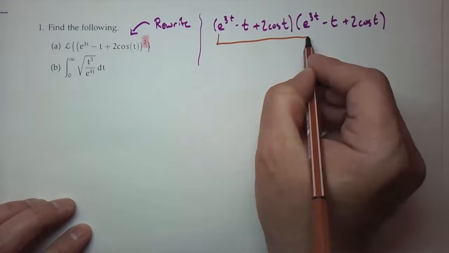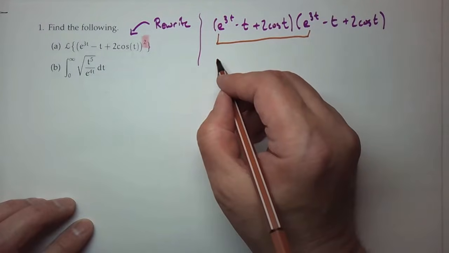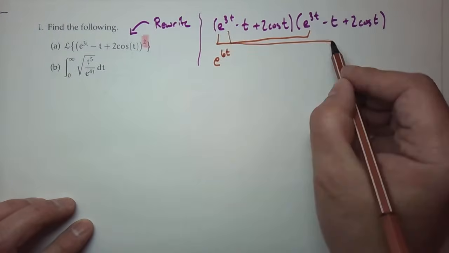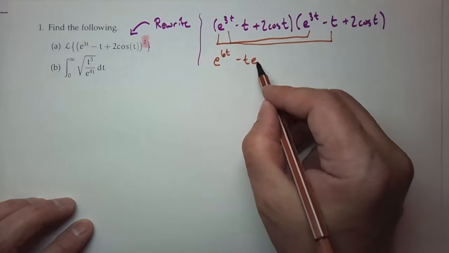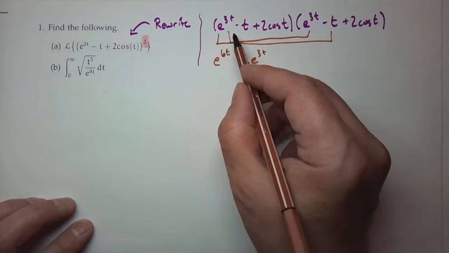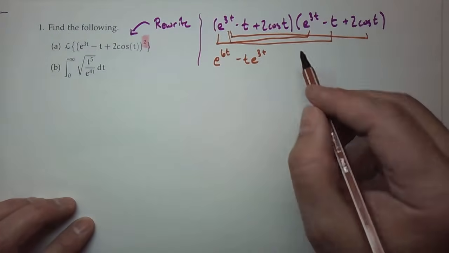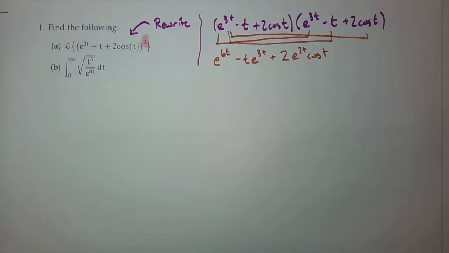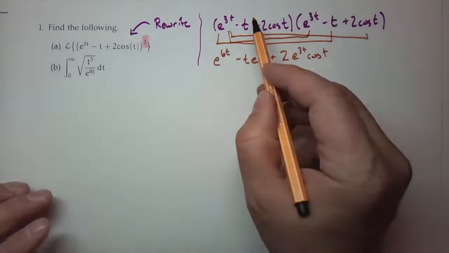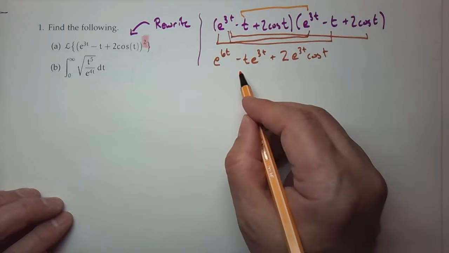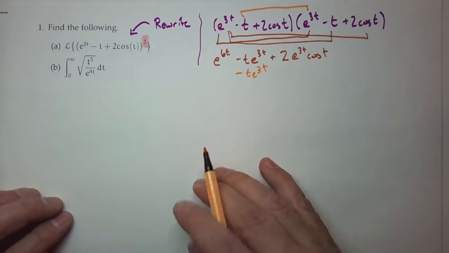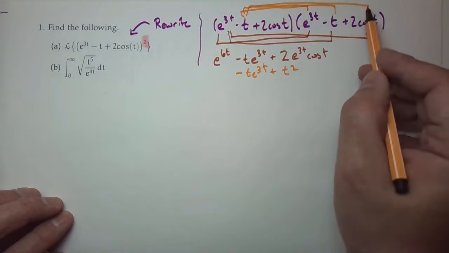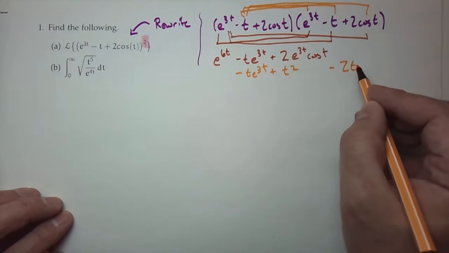All right, e to the 3t times e to the 3t will give us e to the 6t. You add the exponents. All right, e to the 3t times minus t, minus t e to the 3t. And e to the 3t times 2 cosine t, 2 e to the 3t cosine t. No surprise there. Okay, now we'll go to the middle term. We have minus t times e to the 3t, which is another minus t e to the 3t. So there's actually a pair of them. That's all right. Minus t times minus t plus t squared, minus t times 2 cosine t, minus 2t cosine t.